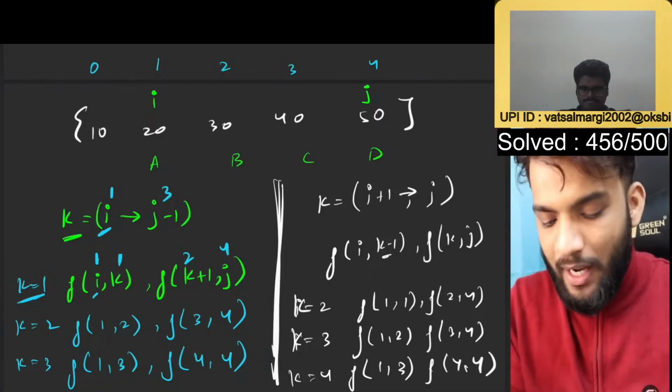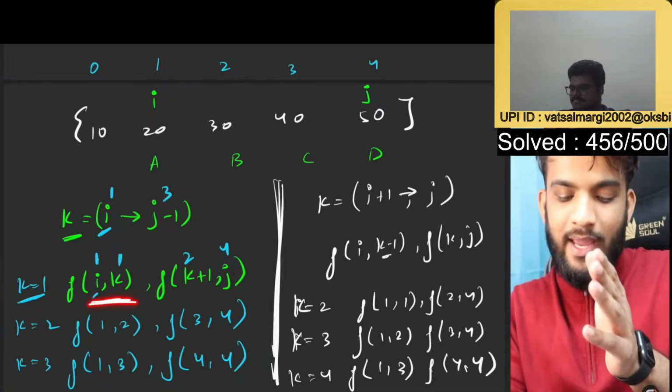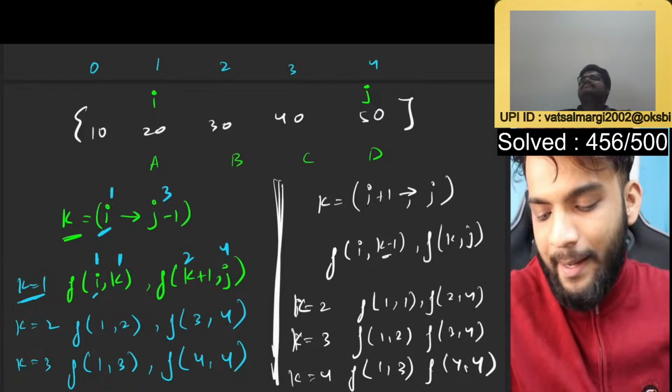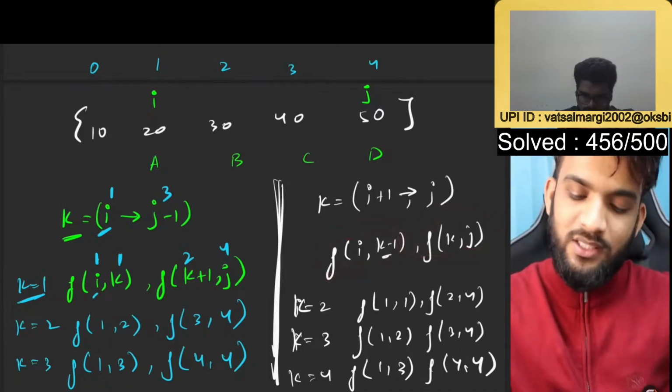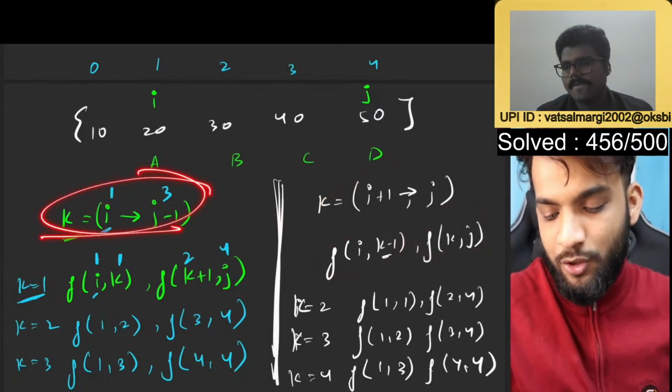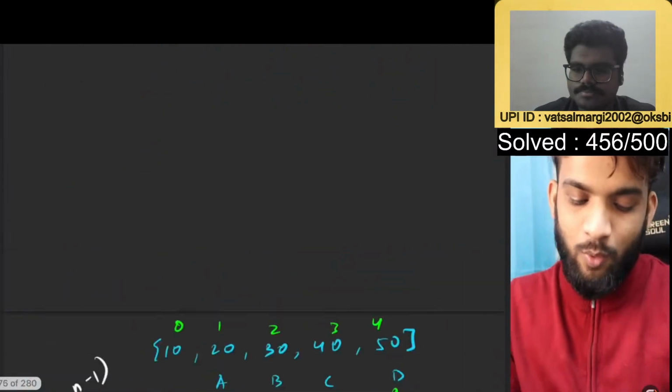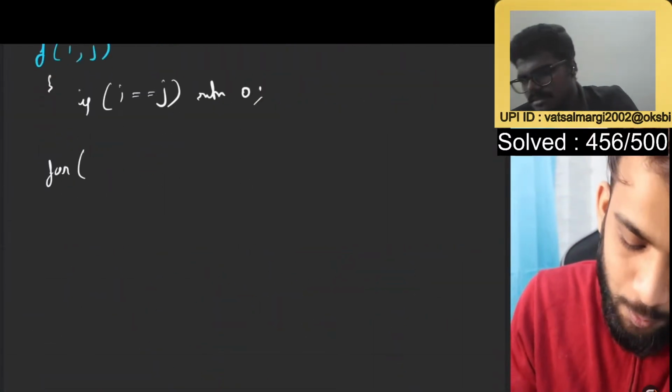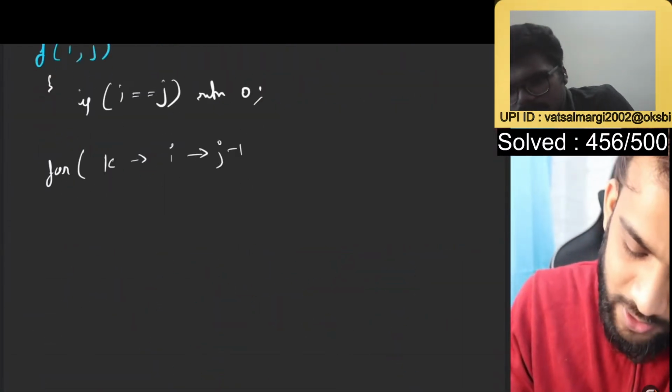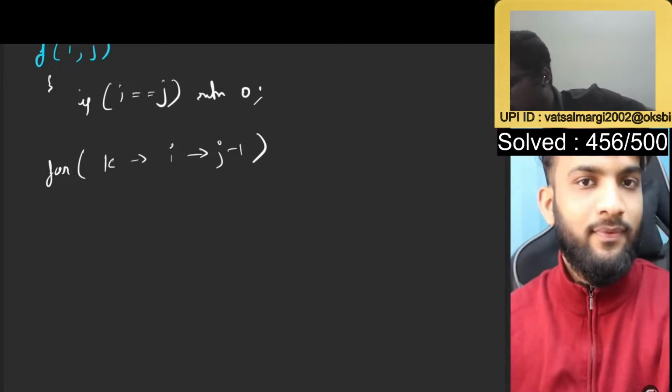It's the same way. Either you run till j minus 1, then you will do a partition from I to k and k plus 1 to j. Or if you run from I plus 1 to j, you're going to do a partition from I to k minus 1 and k to j. Both of the ways are correct. So what did I say? Do the partitions. In order to do the partitions, what do I need to run? I need to run a loop, and you can run any loop. I will prefer running it from I till j minus 1. So I'll run a loop from I to j minus 1.